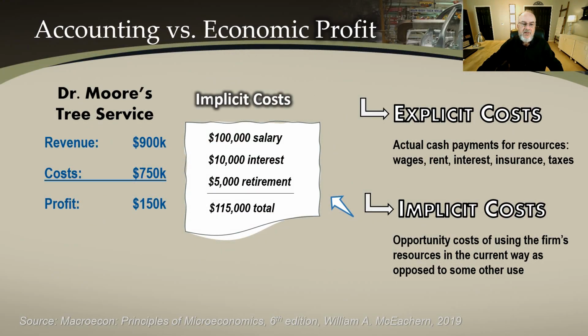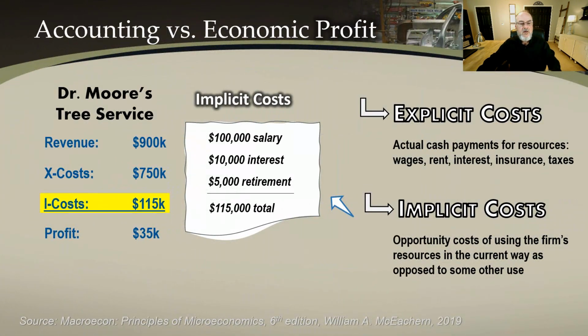But let's look at some implicit costs here. Let's say that I was making $100,000, so I gave up $100,000 to go into this business. Let's say that I could have earned $10,000 in interest on the money that I used to start that business. And let's say that I gave up $5,000 in retirement income, so my company was going to match my retirement or something like that. So I'm walking away from all that money. And when we are talking about economics, we're taking into consideration all of our costs to determine whether or not we're really running a true profit, which we'll talk about here in a moment.